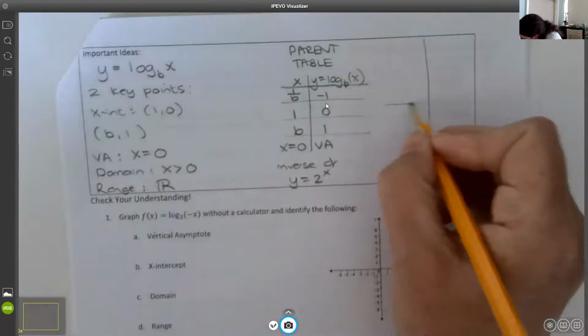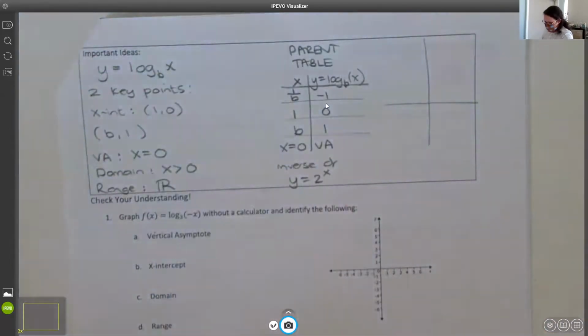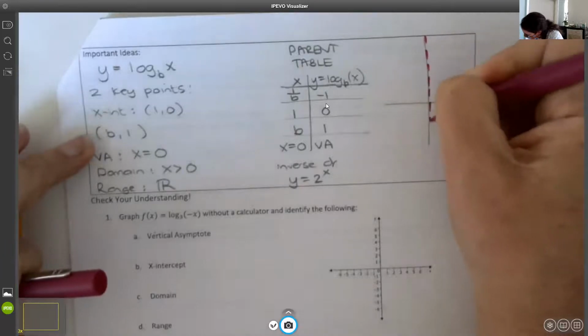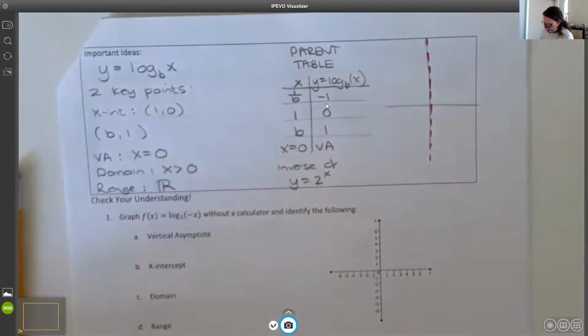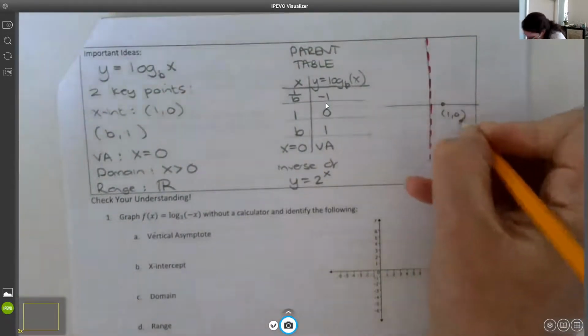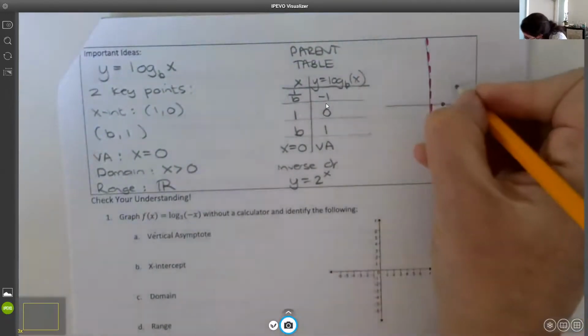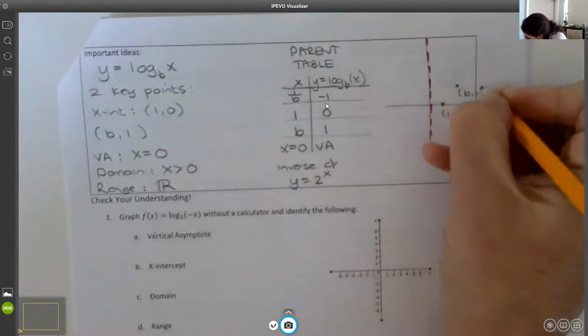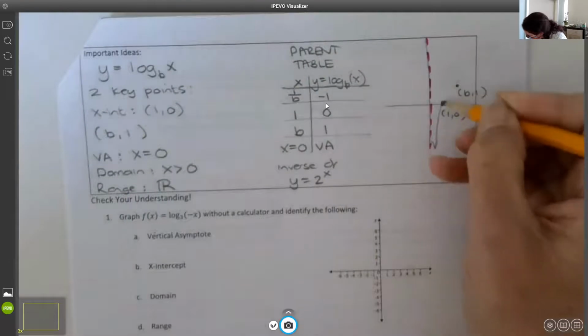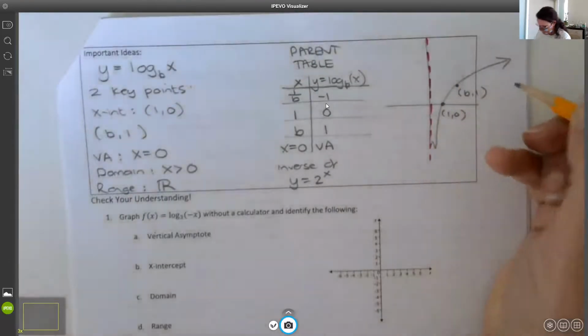Let's just draw a little sketch of what that would look like graphically. So our asymptote is going to be along the y-axis. It's a vertical asymptote. We're going to go through the point (1, 0), and we're going to go through the point (b, 1), and then we're going to head towards the asymptote, and we're going to head towards infinity.